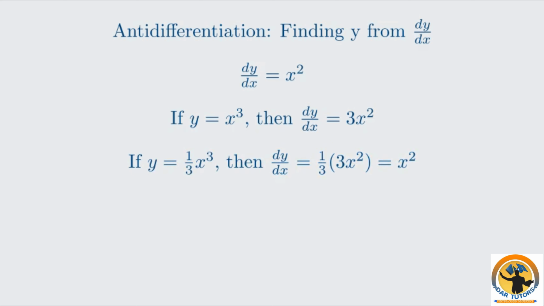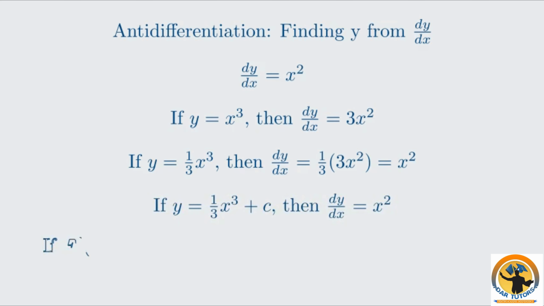However, there's a crucial point. What if the original function was y equals 1/3 x cubed plus 2? Its derivative is still x squared. The same is true for y equals 1/3 x cubed minus 7. In fact, any function of the form y equals 1/3 x cubed plus c, where c is an arbitrary constant, will have a derivative of x squared. This is because the derivative of any constant is 0. This constant c is called the constant of integration. When we find an antiderivative, we must always include this constant.